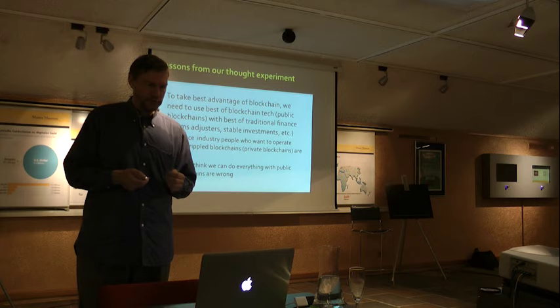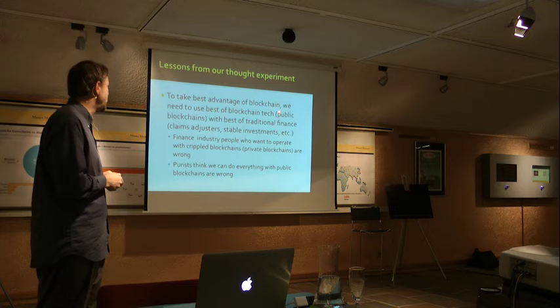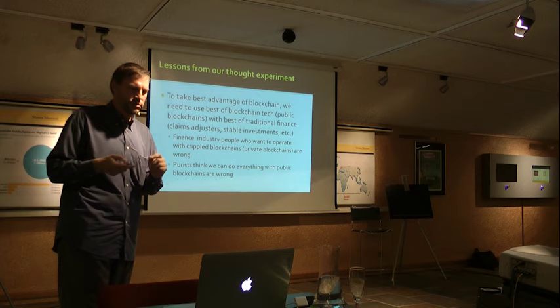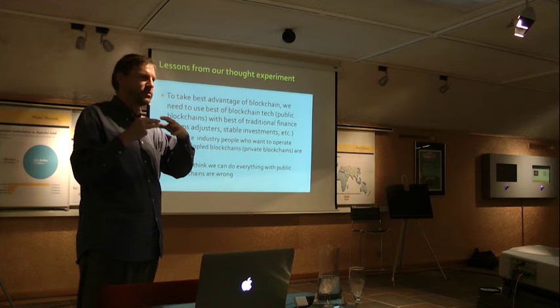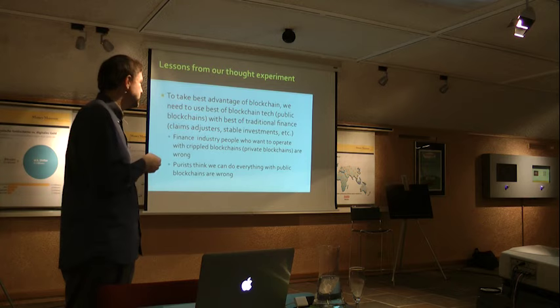So, lessons from our thought experiment about trying to make a smart contract out of insurance. It takes the best advantage of the blockchain. We need to use the best of blockchain tech, which is public blockchains, the global ones I talked about, with the best of traditional finance: claims adjusters, stable investments, and so forth. There's a whole bunch of traditional finance that is still quite viable, and the best solutions are going to be those that combine the two, rather than trying to make a pure blockchain solution. It's not going to go very far usually, and traditional finance isn't going to make any progress.